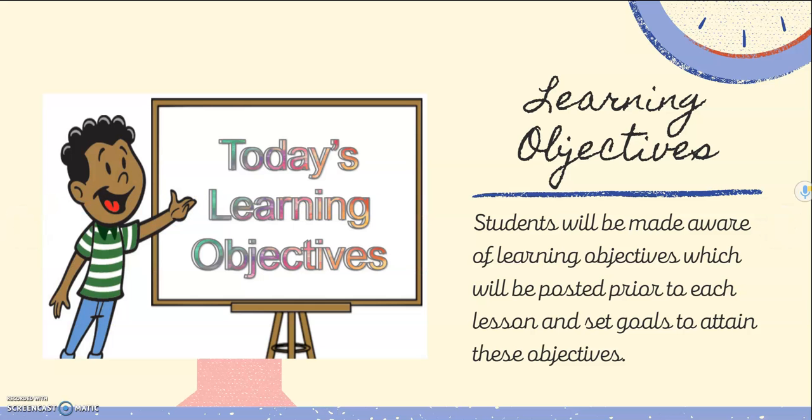Finally, our sixth strategy would be learning objectives. Having these learning objectives stated at the beginning of all lessons, students will be made aware of these objectives, which would be posted prior to each lesson and set goals to attain these objectives.